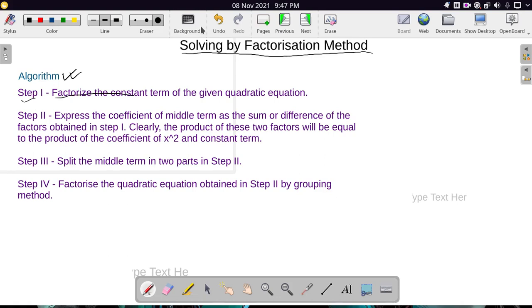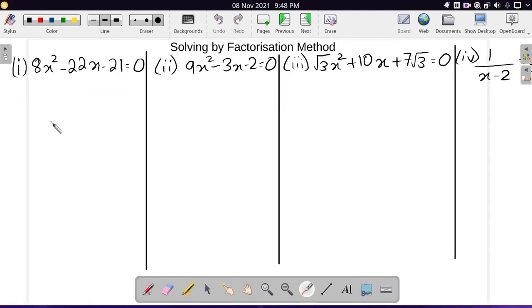Step 2 says express the coefficient of the middle term as the sum or difference of the factors obtained in step 1. Clearly, the product of these two factors will be equal to the product of the coefficient of x square and the constant term. Step 3 says split the middle term in two parts as in step 2. And step 4 says factorize the quadratic equation obtained by the grouping method. So let us now take some examples to solve this.